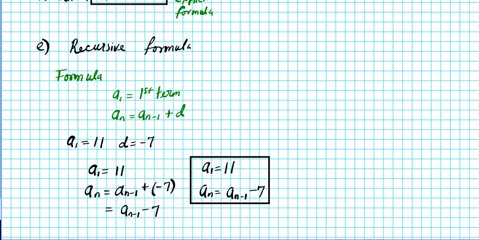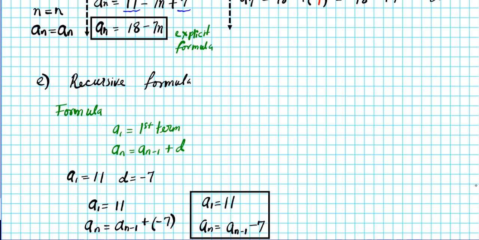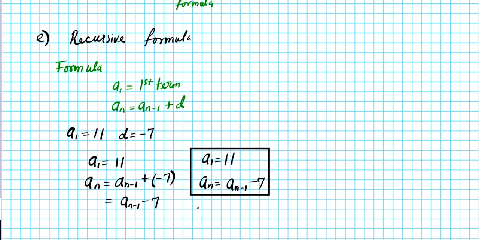Let's put a side note here. We have the explicit formula right here. That's the explicit. It's just one formula. And then we have the recursive. Recursive has two parts: the starting term and the recursive formula.